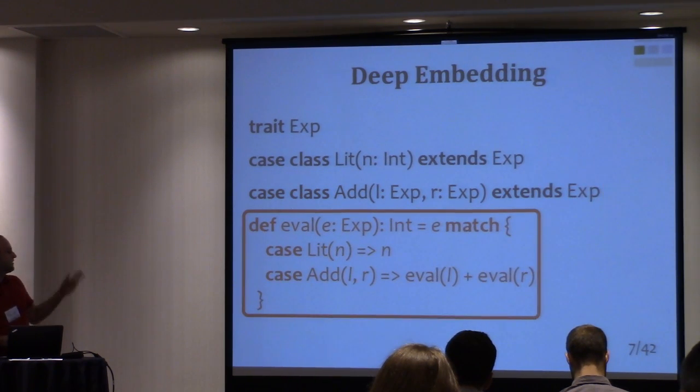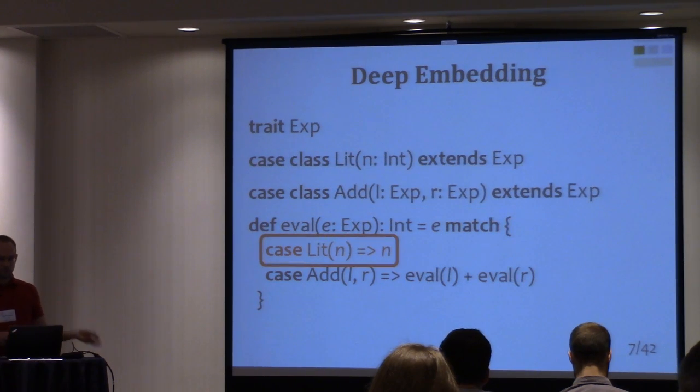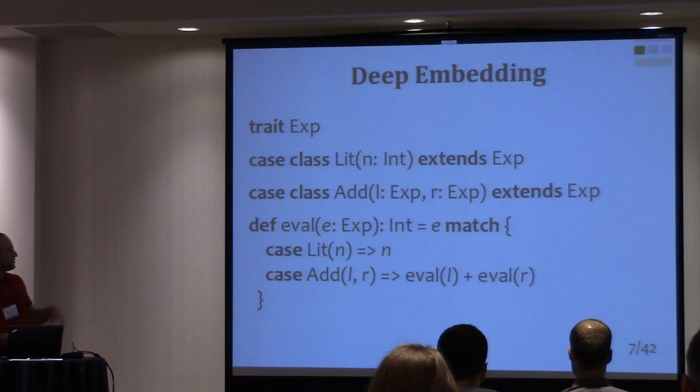And then we have an evaluator, which takes an expression as input and produces a number, and it does this by pattern matching. So if it's a literal, it returns the number that's stored there, and if it's addition, then it will have recursive calls and then add up the results. So this is the obvious way to do this, I would say, in Scala at least. And similar code you can write in Haskell, for example.